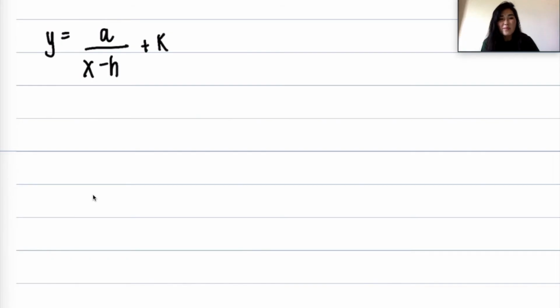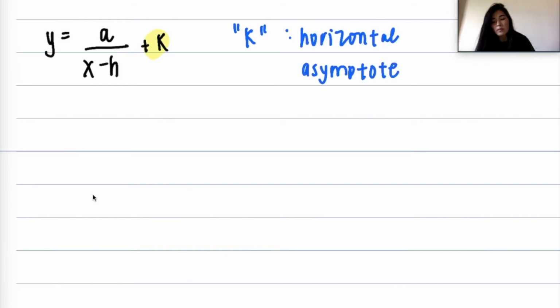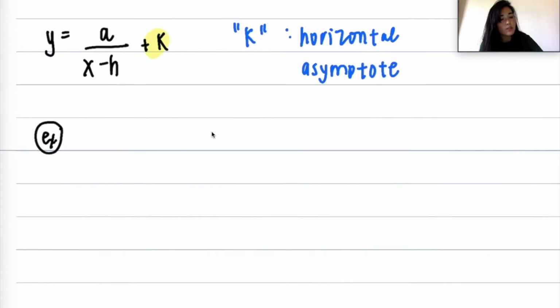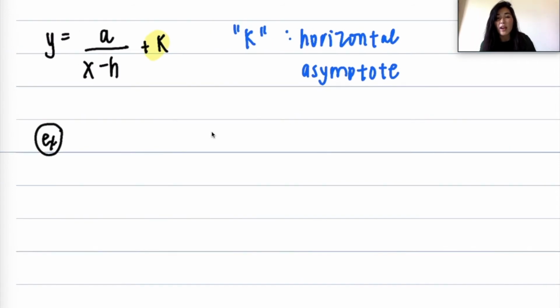All right. For our last movement, you're going to note that it is this k, the number that is being added on at the end. What k represents is our horizontal asymptote. Horizontal, going left to right here. In our previous examples, we did not see a problem that had a horizontal asymptote. So in this problem, let's go ahead and look at one that does.